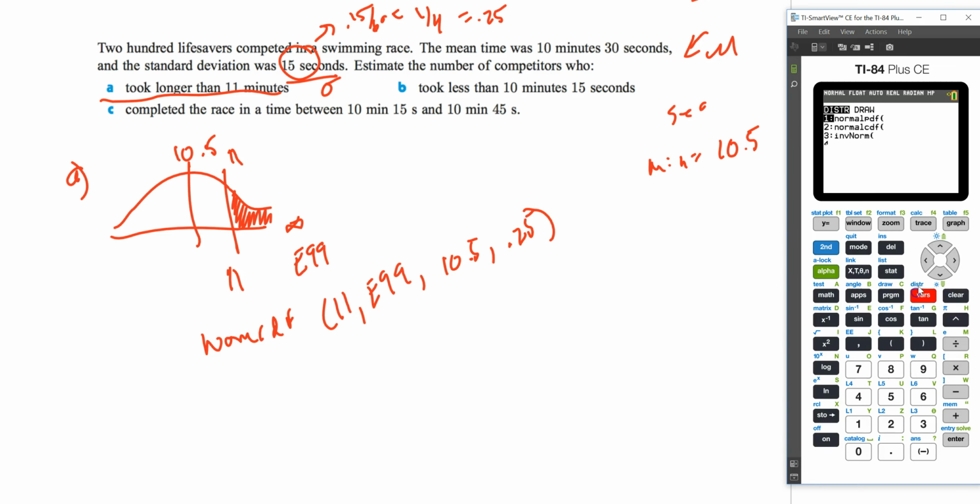Now remember, we only ever use normal CDF. We never use PDF. If I could cross it out, I would. So second distribution, then second E, remember, chemistry E. Then over here, 11, E99, 10.5, and 0.25. Hit enter, and enter again, and you get your score, 0.0227.